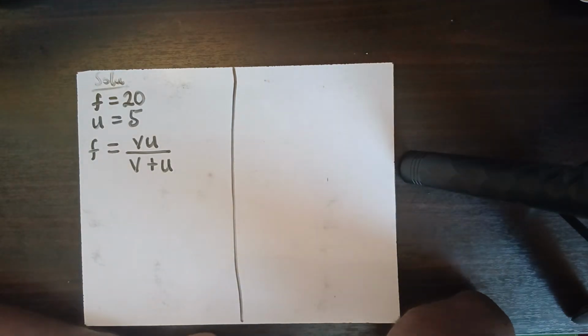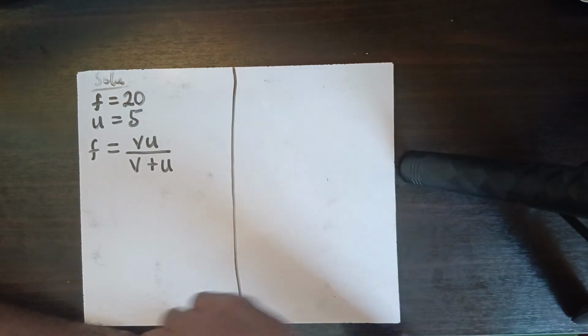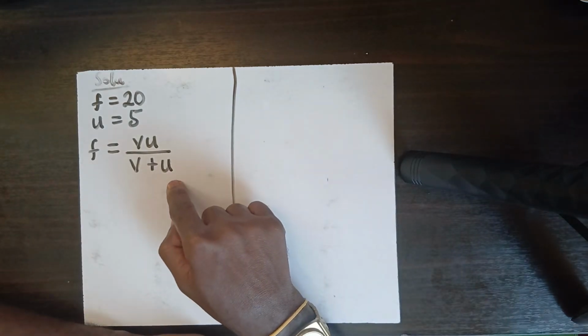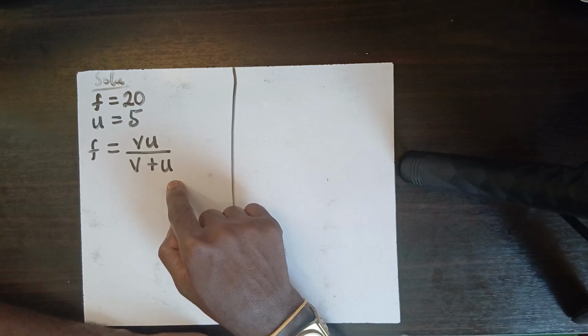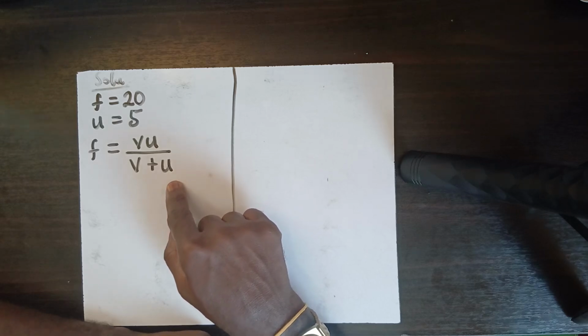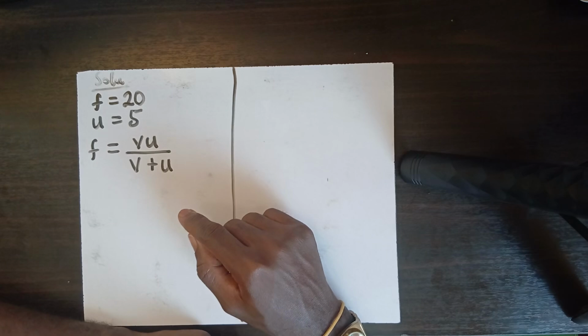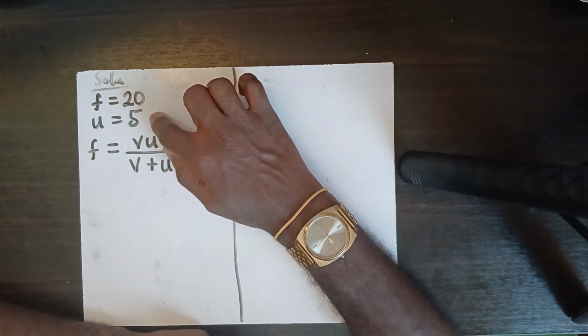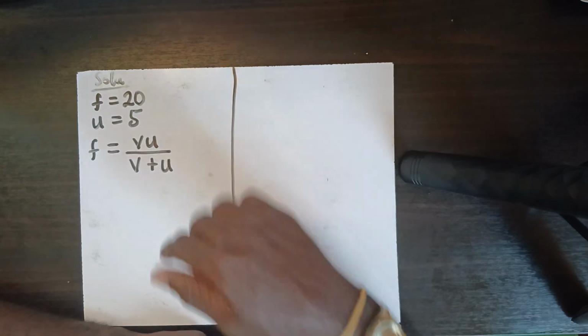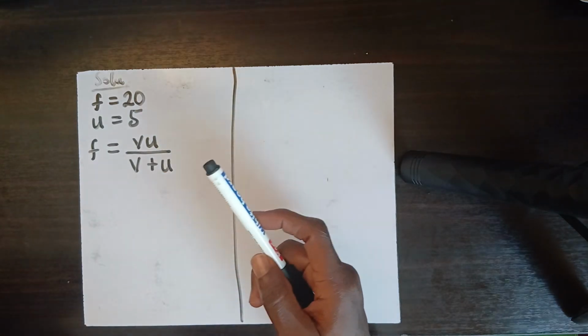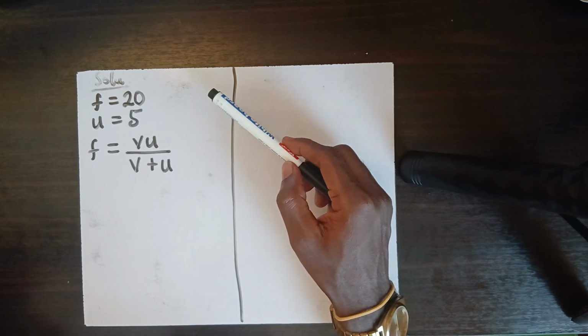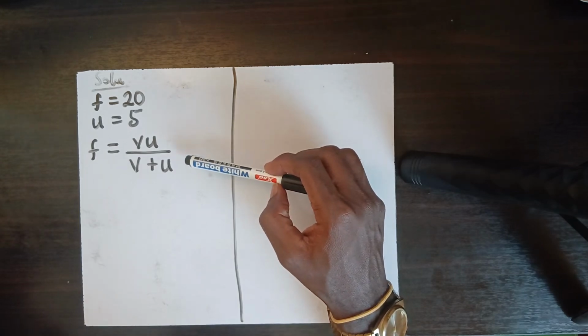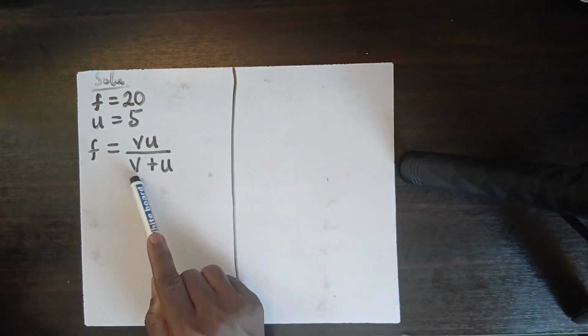So this question says that given that f equals VU divided by V plus U, find V if f equals 20 and U equals 5. So we have been given some values in the question, and then we have been given an equation, and we are supposed to find V.